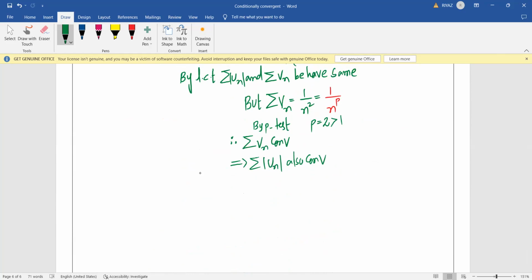Therefore, the series summation of minus 1 to the power of n minus 1, times 1 by n square plus 1, is absolutely convergent. Clear now? Absolutely convergent. This is the end of this problem.